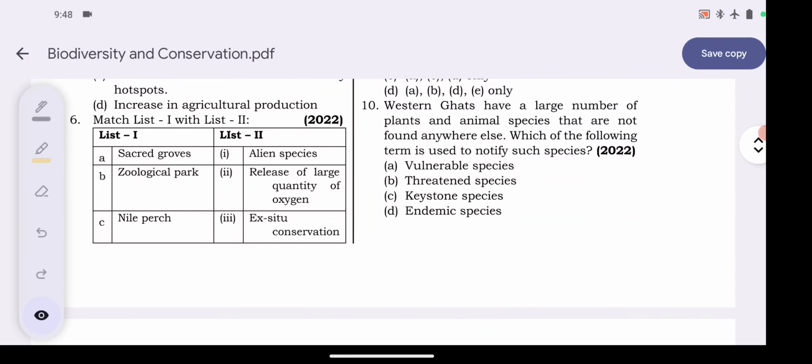Next, question number 10. Western Ghat having a large number of plants and animal species that are not found anywhere else. Which of the following terms is used to notify such species? Vulnerable species, threatened species, keystone species, endemic species. So here the answer will be option D, endemic species. Explanation. Endemic species are those species which are confined to a particular area, such as species found in Western Ghat are not found anywhere else. So D option is the correct answer.